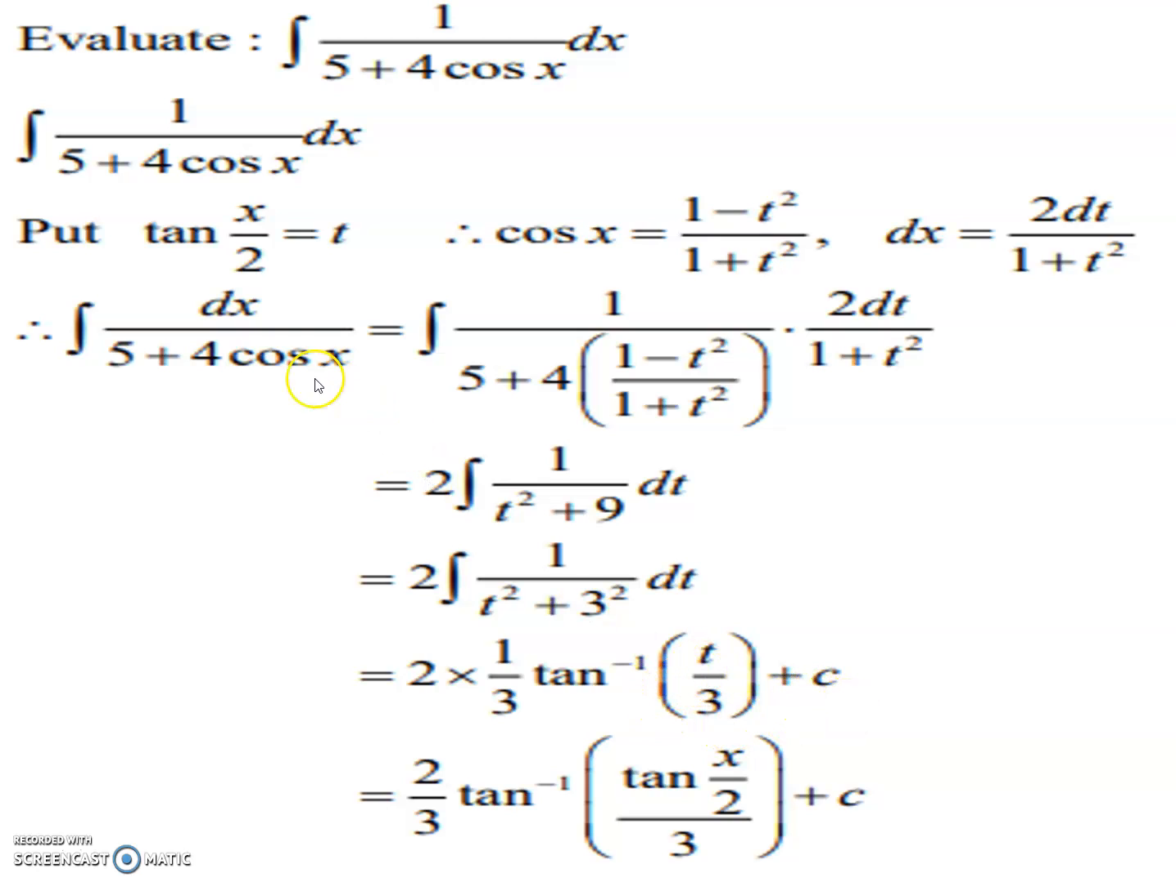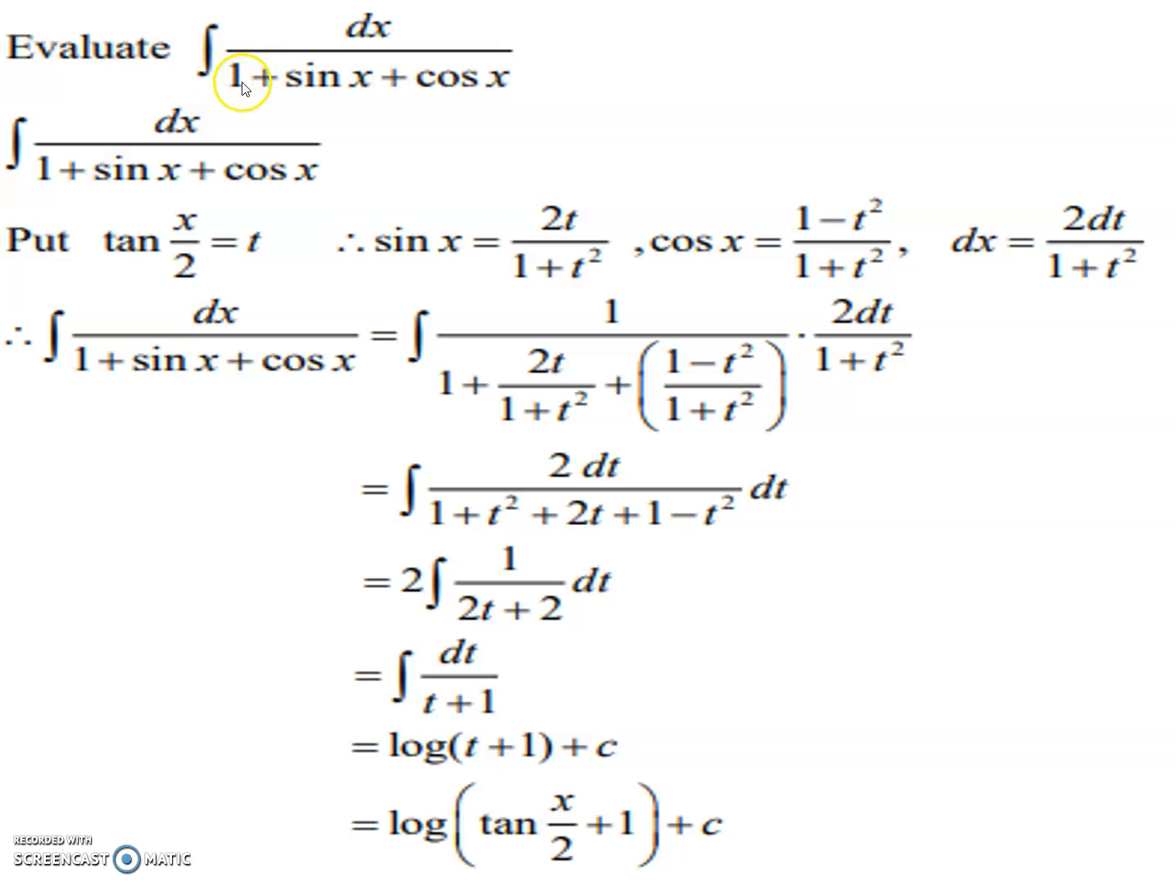But the t value is tan x by 2. So, we derive the final answer for 5 plus 4 cos x as 2 upon 3 tan inverse in bracket tan x by 2 upon 3 plus c. Always substitute: instead of 5 plus 4 cos x, we have to put 1 minus t square upon 1 plus t square. dx is equal to 2 dt upon 1 plus t square. And last, we have to put tan x by 2 instead of t.